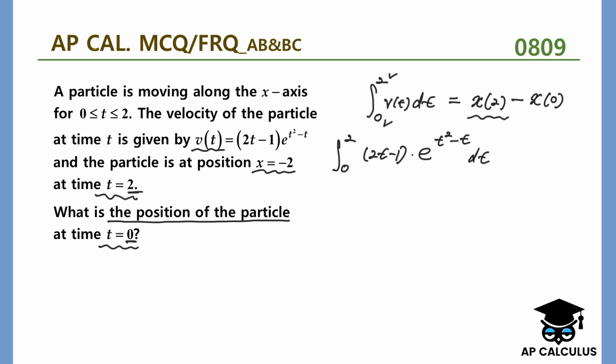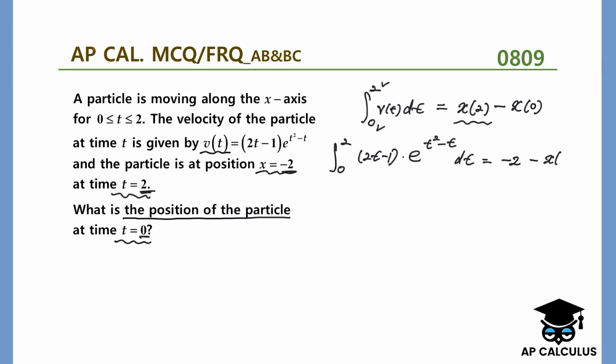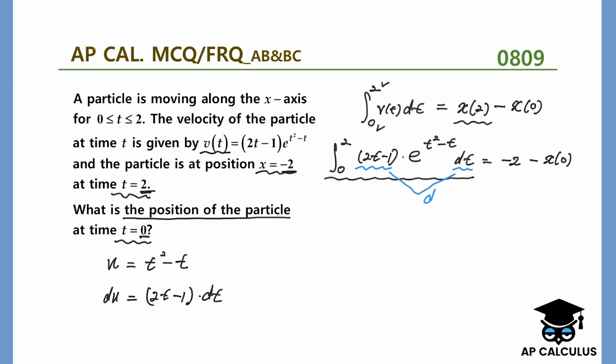And x of 2, when t is equal to 2, our position is negative 2, right? So that is equal to negative 2 minus x of 0. So far so good. Now we're going to have to solve this definite integral, and we're going to use u substitution. Let u be equal to t squared minus t. Then our du is equal to 2t minus 1 times dt, right? Here we have 2t minus 1 and dt. So that's going to be our du.